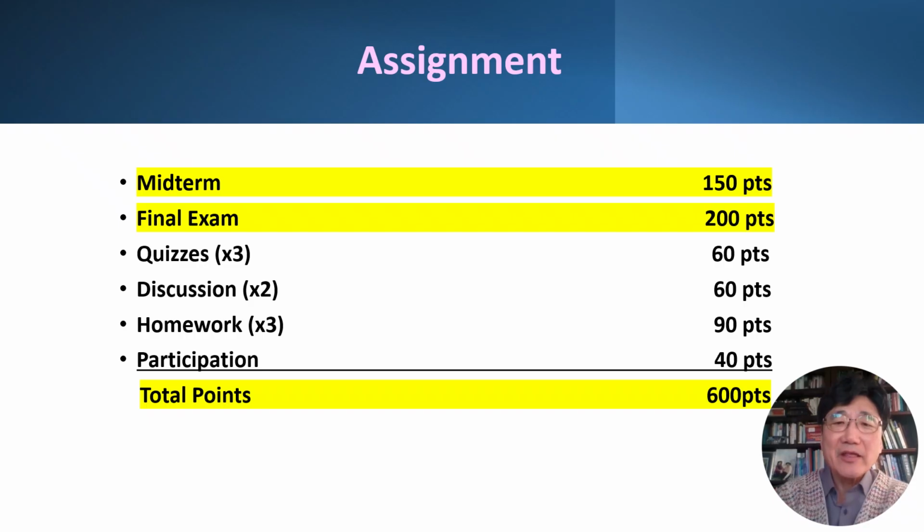This is something you might not be happy about. There will be 3 quizzes, 2 discussions, and 3 homeworks. Full credit will be given for a discussion that is well written, informative, exceeds 250 words in length, and contains at least one peer-reviewed reference. For the details, please refer to Blackboard.